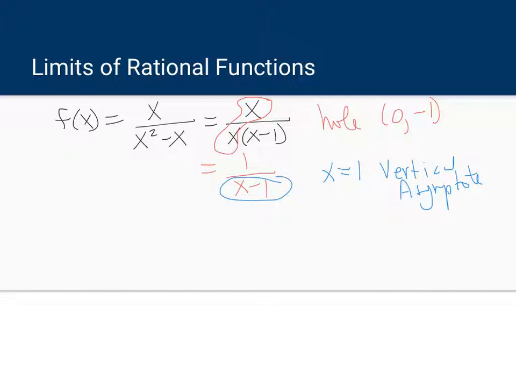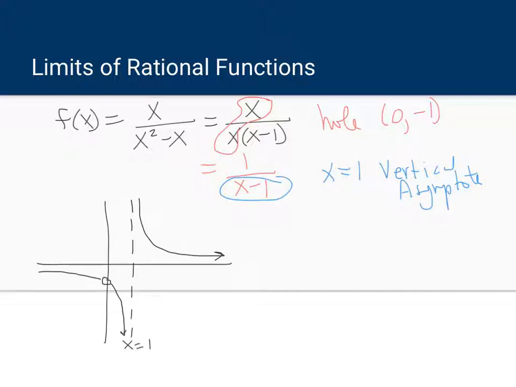Let's draw a quick sketch of f of x. So here we can see what f of x looks like. To the left of our vertical asymptote, x equals 1, we have a piece of the graph that lives below the x-axis. And to the right of x equals 1, we have a piece of the graph that lives above the x-axis. Now, let's think about this idea of a limit.